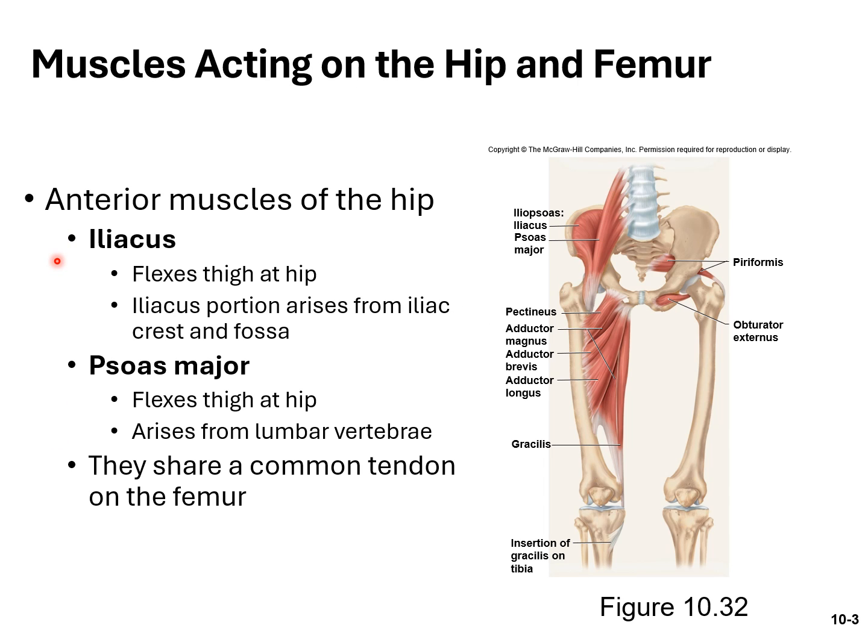The anterior muscles of the hip, the iliacus and the psoas major. So the iliacus is what is going to flex the thigh at the hip, and the iliacus portion arises from the iliac crest and the fossa. And then you have the psoas major. Psoas major, you can see, is going to flex the hip at the thigh, and it arises all the way from the lumbar vertebrae. And if you look, they're all going to have the same tendon where they come down, where they're all going to go down to the lesser trochanter of the femur.